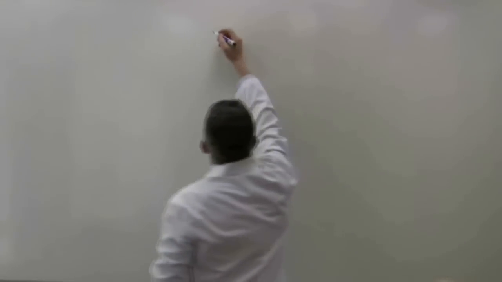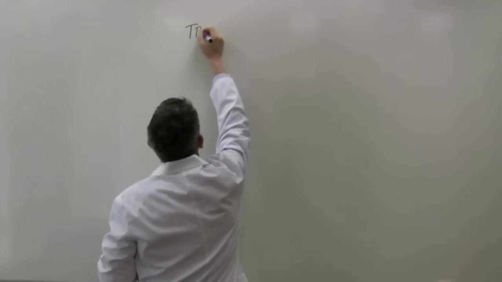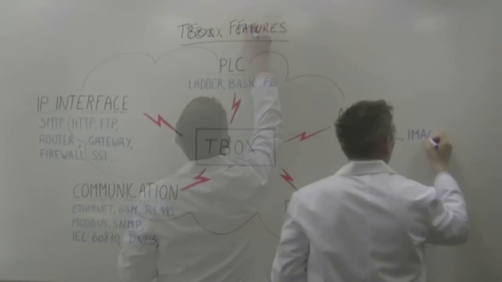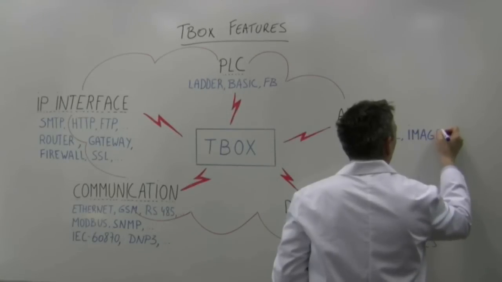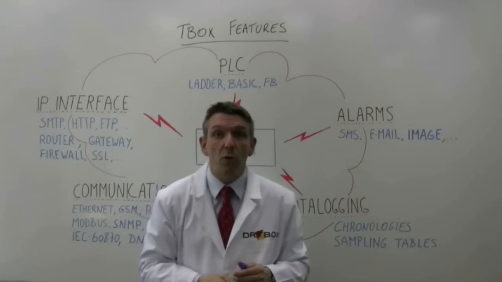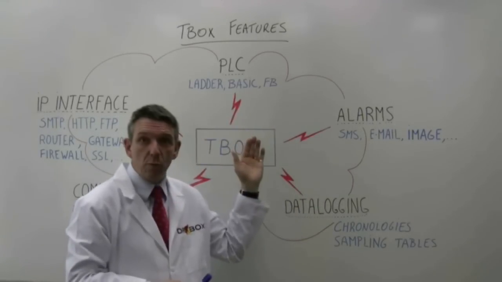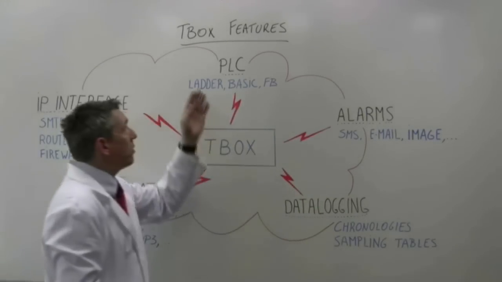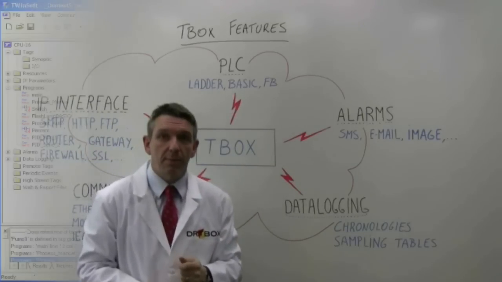T-Box features. The main features of T-Box can be divided in 5 groups, and this for all models of T-Box. First, T-Box is a PLC.